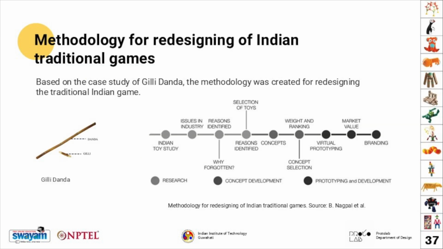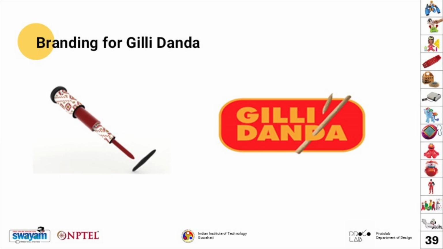Stage 3 is prototyping and development. In this stage, virtual prototyping is carried out in detail to consider materials and manufacturing processes. The redesign process further proceeds with branding, packaging, and point of purchase design.